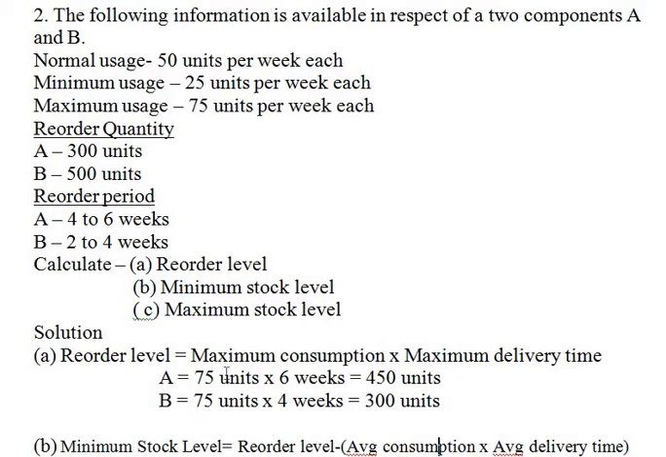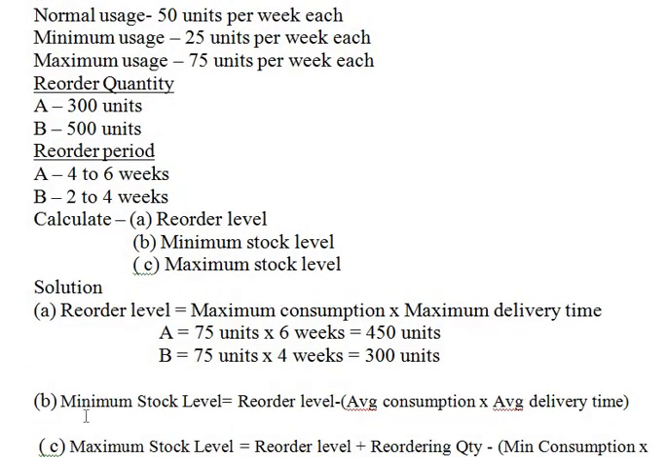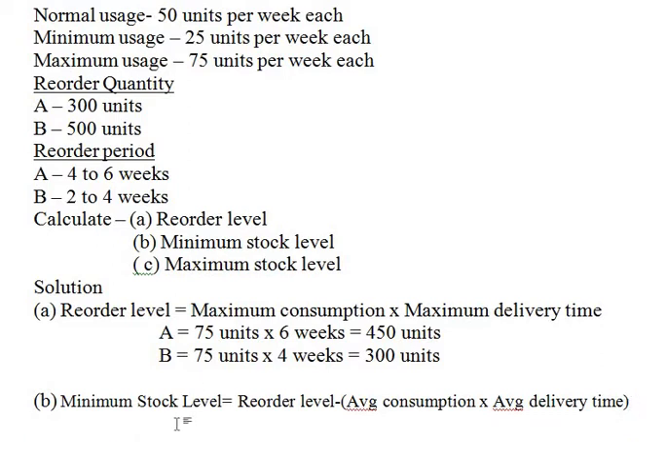Now next they have told us to calculate minimum stock level. Write down the formula. Minimum stock level formula is reorder level minus average consumption into average delivery period, right? Now we need to calculate for A as well as B. First we will calculate it for A. Now reorder level for A as per our first calculation is 450 units.